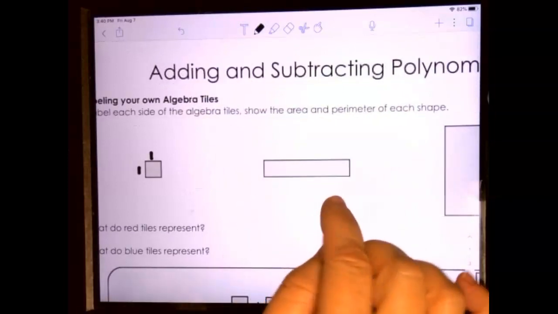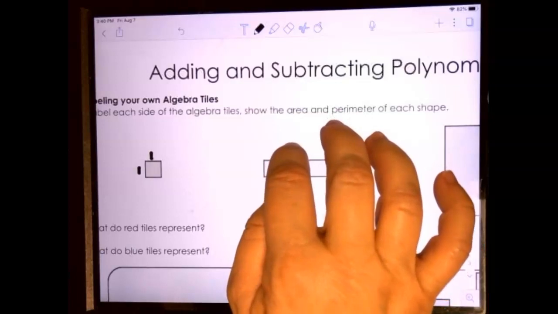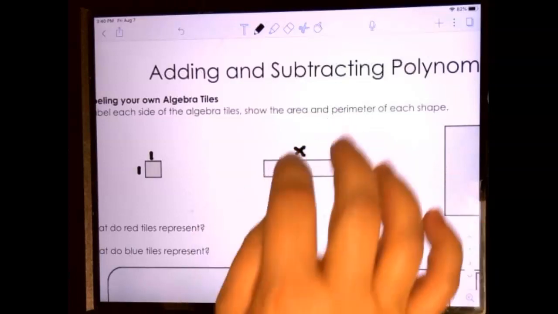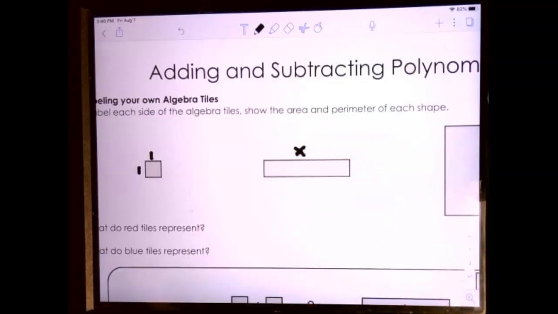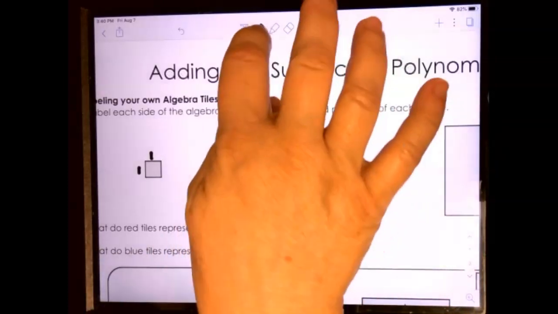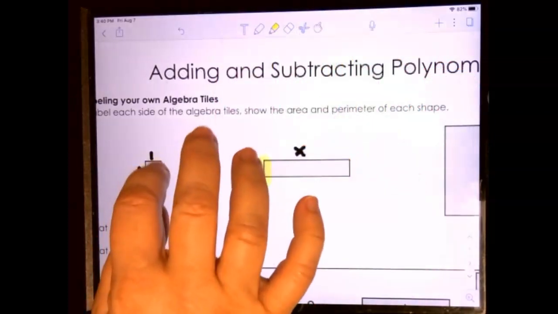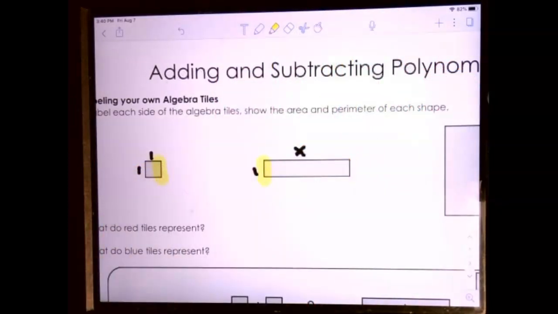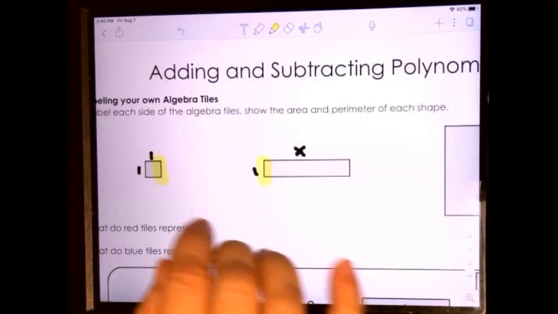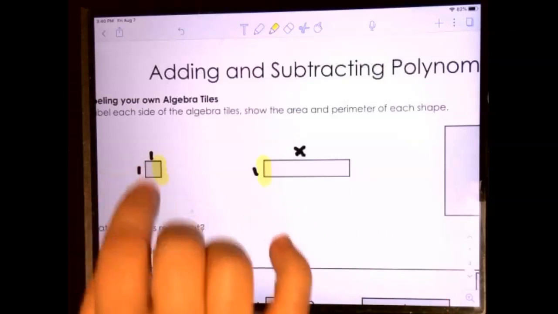The second one is a rectangle, and we're going to call this side x. We don't know how long it is. We're going to call it x. This side we're going to call 1. Notice that the length of this side here is the same as the length of this side here. So it makes sense that it should both be 1. Of course, every side on the square is 1.